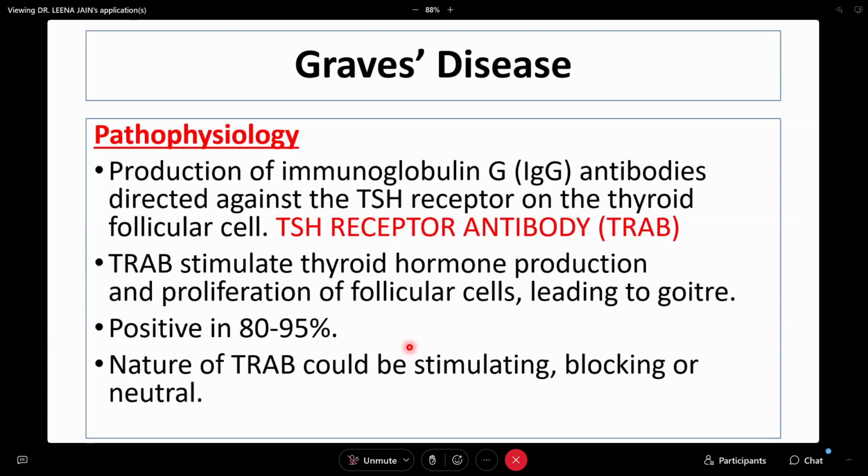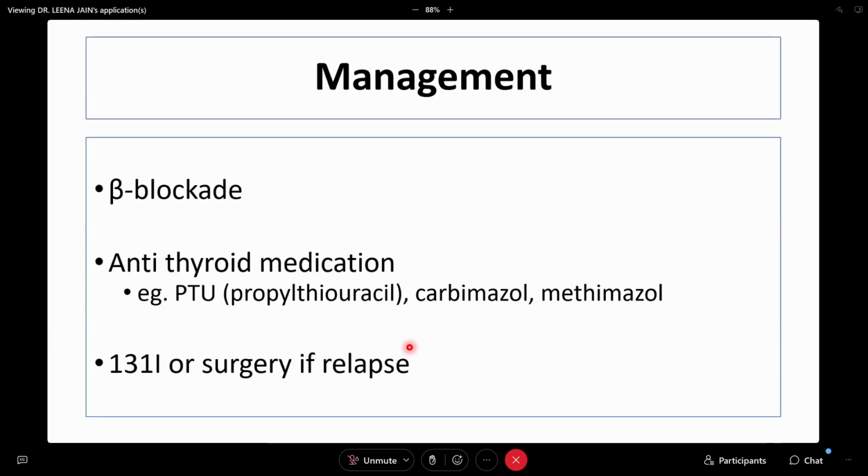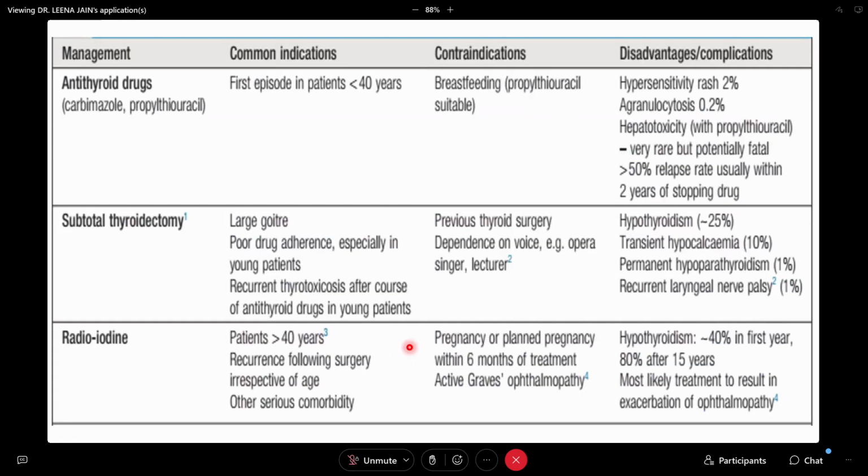Basically they could be either stimulating, blocking type, or neutral type. So there are various presentations in Graves' disease also, depending on what these antibodies are doing. So what you will do basically: beta blockade, already told; anti-thyroid medications, already told; then iodine 131 or surgery. First you should try for radioiodine, and if it doesn't treat it, then you should go for surgery.